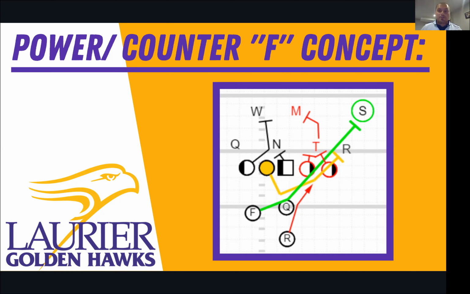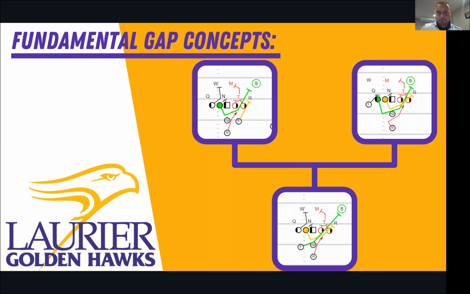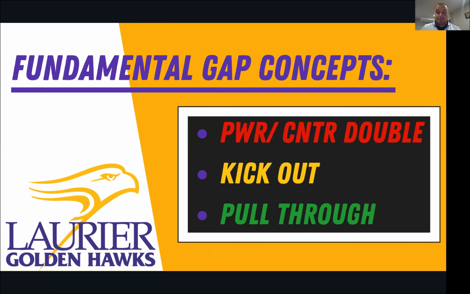So what I like about these three plays, if you teach the concept, again, going back, these three things, right? Your power, counter, double: footwork's the same, who they have is the same, execution's the same. That kick out block, you've got to teach it to your fullbacks, you've got to teach it to your guards. Ultimately, that buys you three plays, in my opinion. The pull through, you've got to teach it to your guard, you've got to teach it to your tackle. You may even teach it to your fullback if you want to run all three variations.